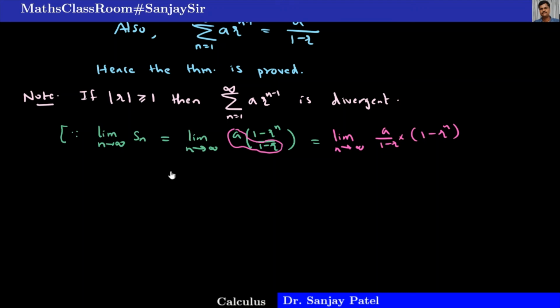But as the value of r satisfies this condition, the limit as n tends to infinity of r raised to n does not exist. This tends to plus or minus infinity. So this tends to infinity, or I can say this limit does not exist if the value of r is not in the open interval minus 1 to plus 1. Okay, so therefore I can say the series sigma a into r raised to n minus 1 is divergent when mod r is greater than or equal to 1.